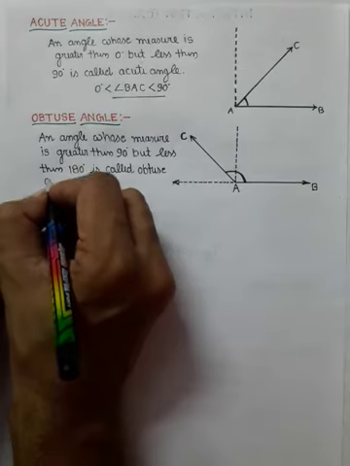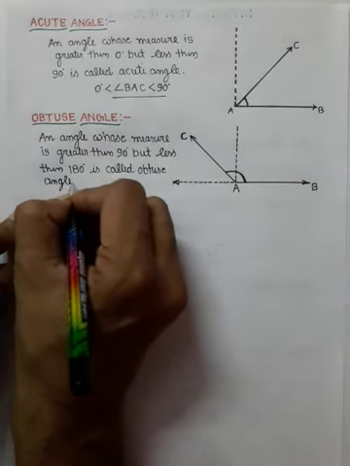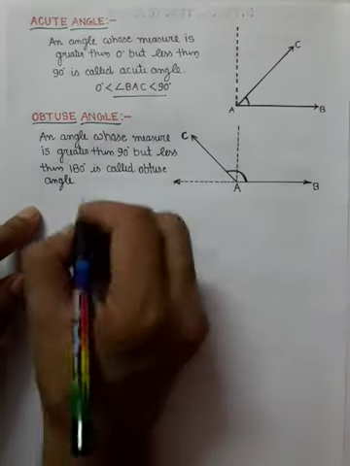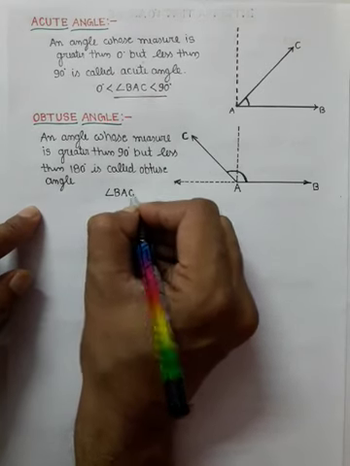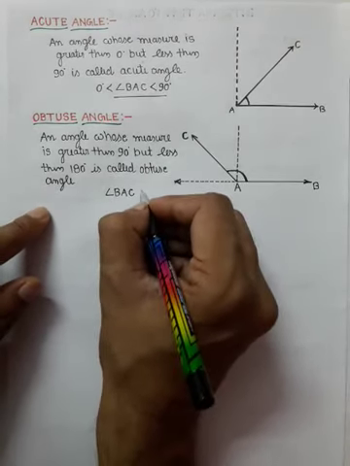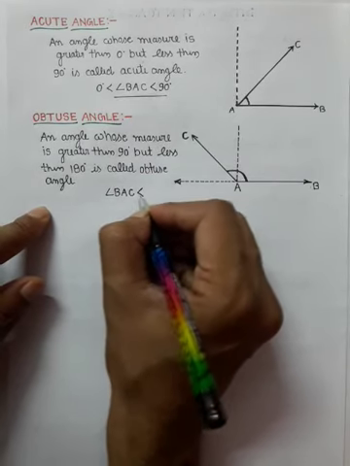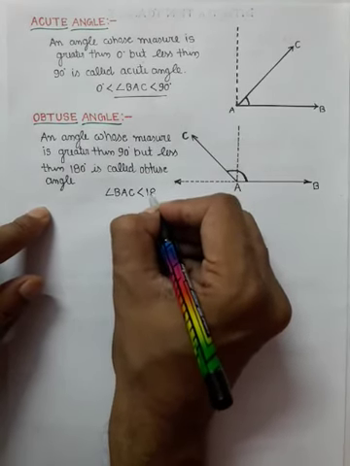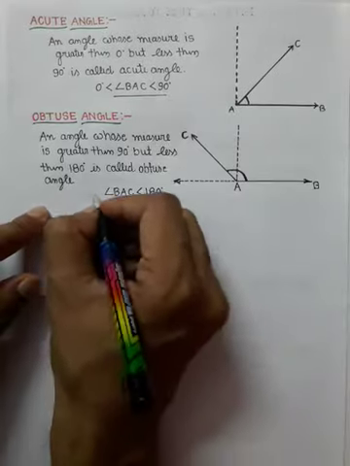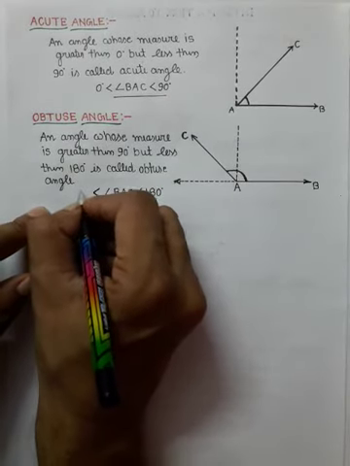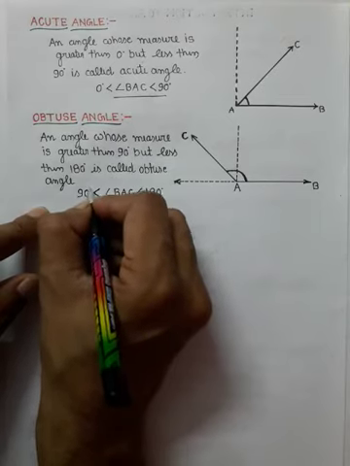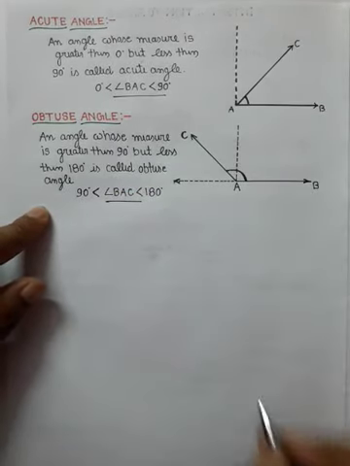Obtuse angle. So here angle BAC is an obtuse angle. So it is given as it is less than 180 degree and it is greater than 90 degree. So this one is the basic property of obtuse angle.